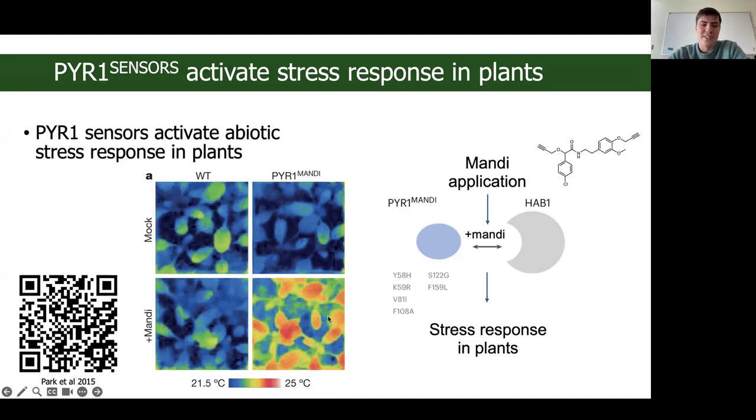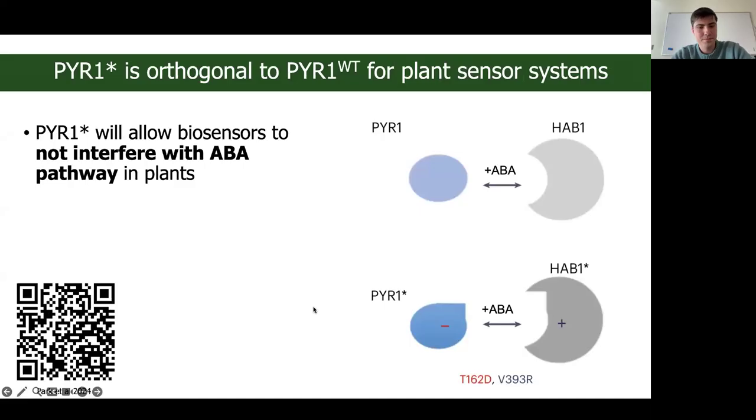And so this was actually the point of the 2015 paper, this chemically induced drought response with this Pure One mandipropamid sensor. And so when you apply mandipropamid, you can see that the temperature of the leaves actually heats up. This is because the stomata close, which is a drought response here. And this happens with the Pure One mandipropamid sensor in the plant here.